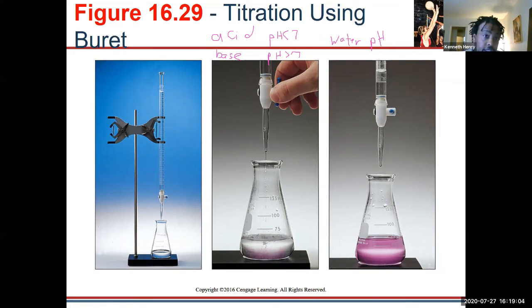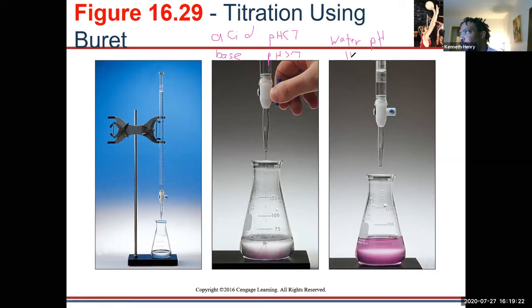By doing that titration, you are able to determine the concentration of that particular base, because you know that, let's say we're working with hydrochloric acid and sodium hydroxide.